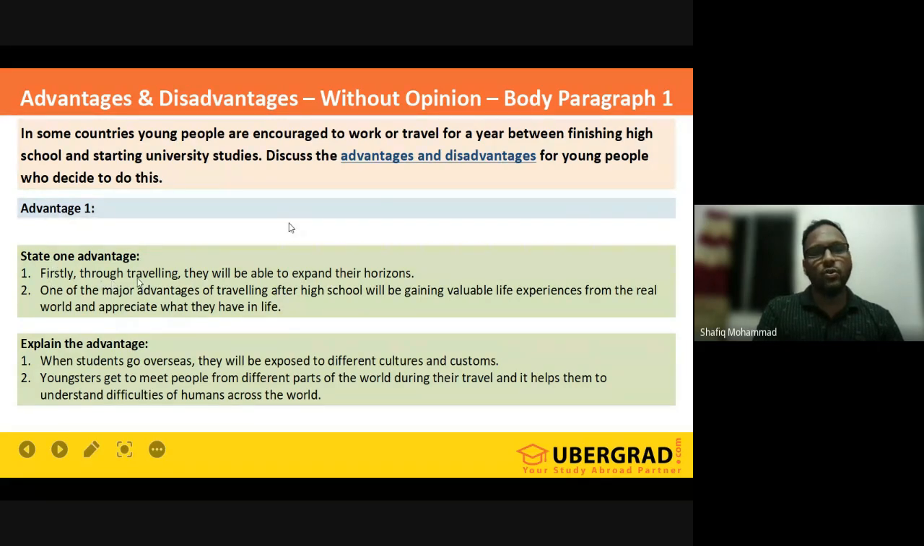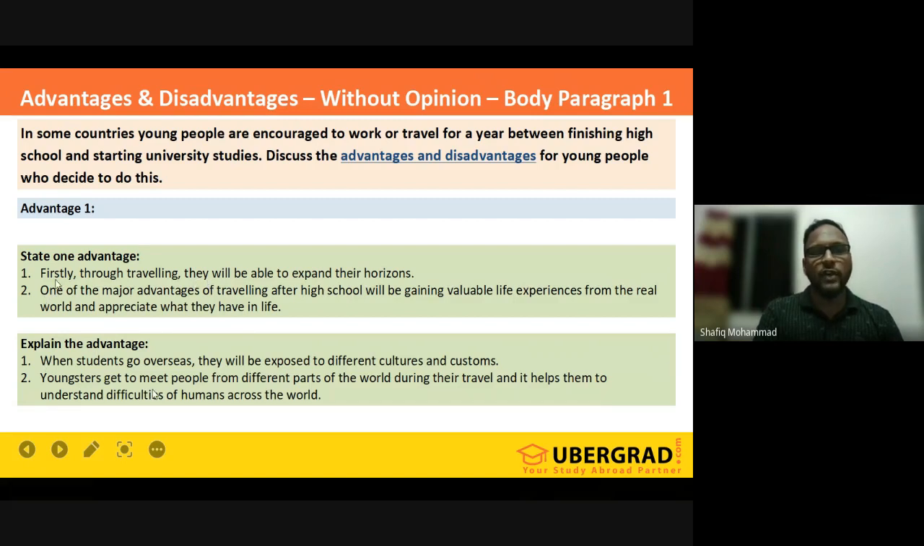Firstly, through traveling, they will be able to expand their horizons. One of the major advantages of traveling after high school will be gaining valuable life experiences from the real world and appreciating what they have in life. So, see, it is a shorter way of telling this. But one and two are the same thing. The first advantage and the second advantage both give the same meaning, isn't it? Then explain the advantage now. So now you have stated the advantage, and now you're explaining.